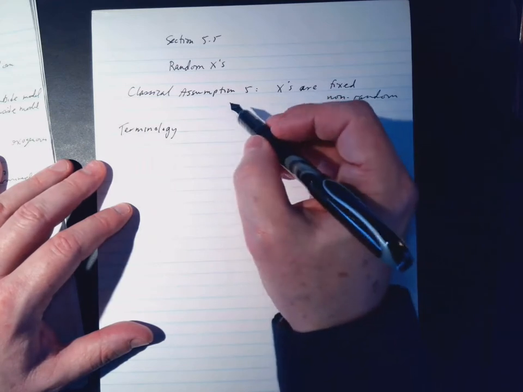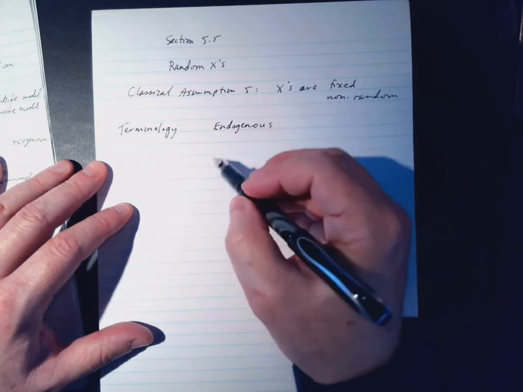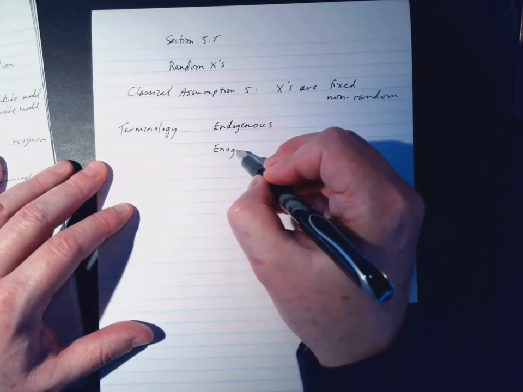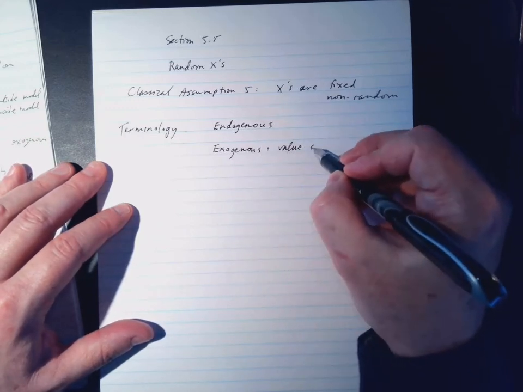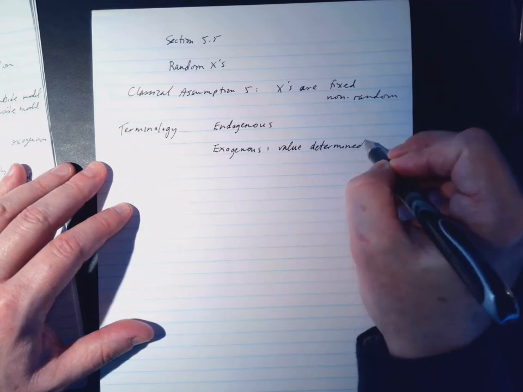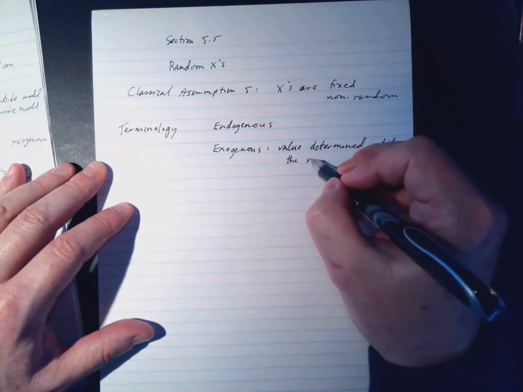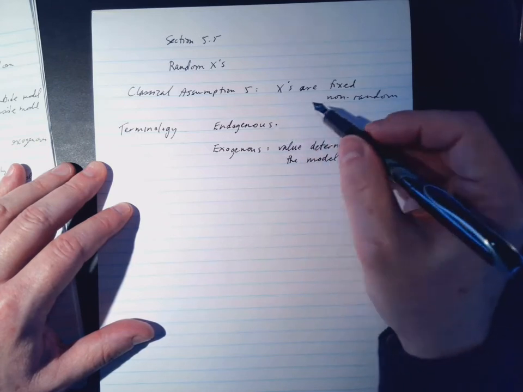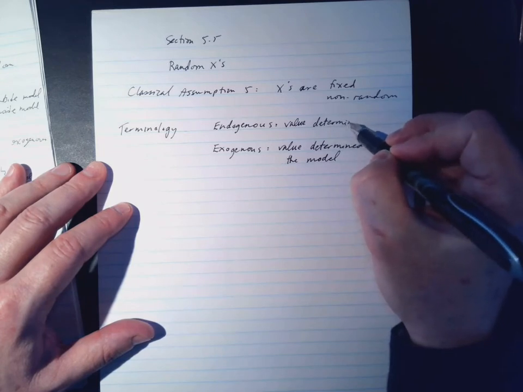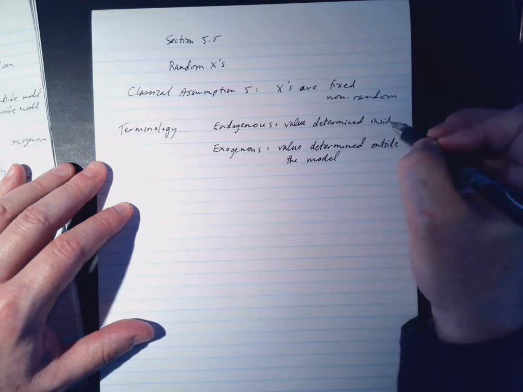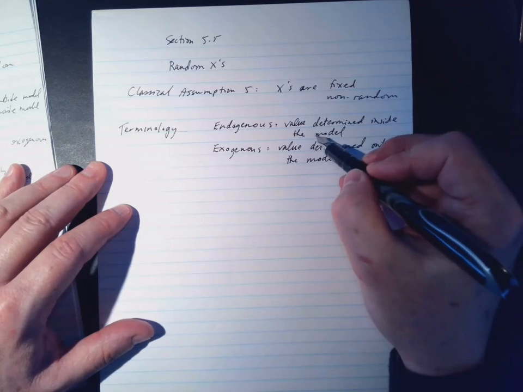I think I've used this word before, but the word is endogenous. And to define it, I'll start by its opposite, exogenous. Exogenous means the value is determined outside the model. Endogenous means the value is determined inside the model.